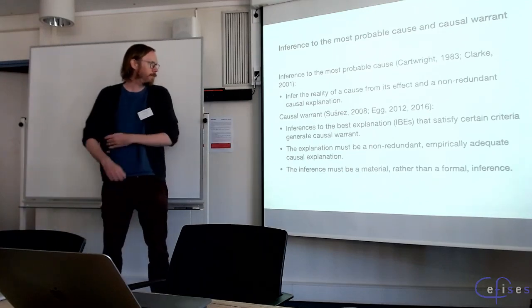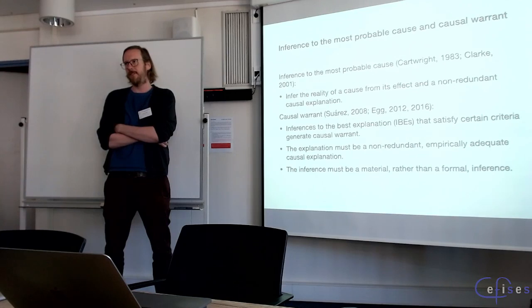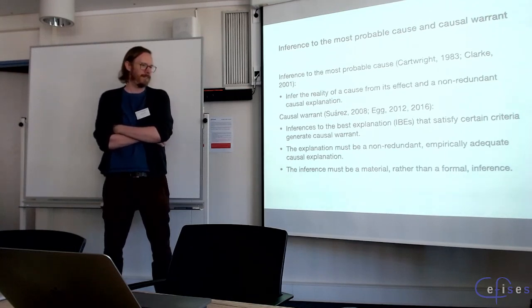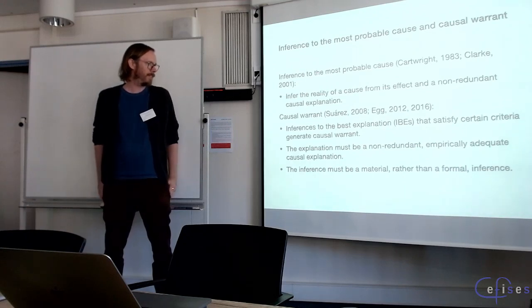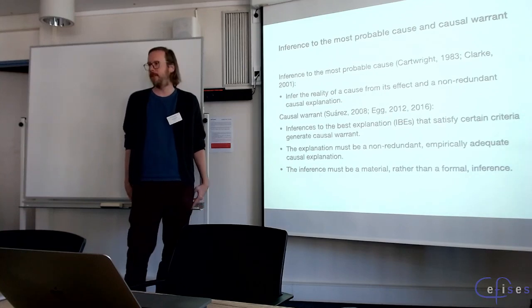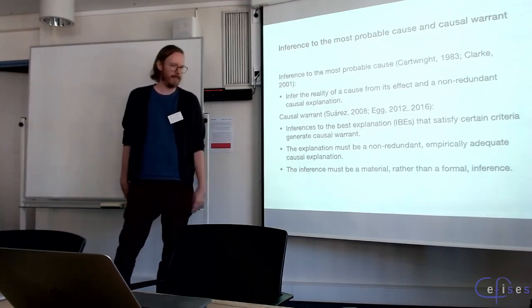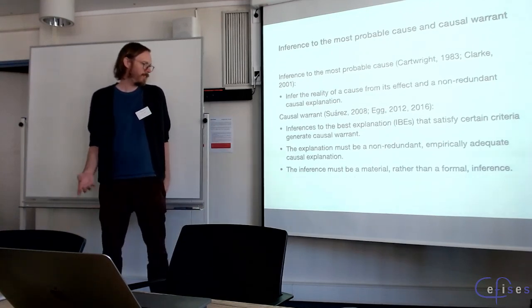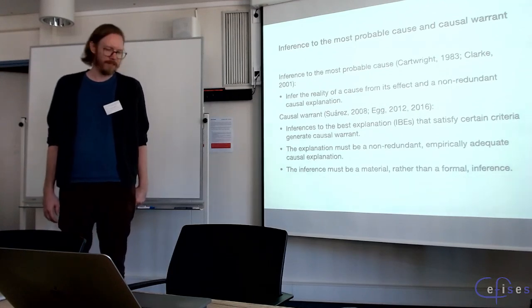Okay, inference to the most probable cause is another similar view. Basically, you infer the reality of a cause from its effect and a non-redundant causal explanation. Non-redundant means there's no alternative causal explanation that's incompatible with the proposed explanation and at least as good or better. And then the idea of causal warrant is that inferences to the best explanation that satisfy certain criteria generate causal warrant. The explanation must be a non-redundant, empirically adequate causal explanation, and the inference must be a material inference rather than a formal inference. This has to do with the properties that you would change when doing things like interventions. There has to be a well-defined property and a way to understand how it could change and so on.